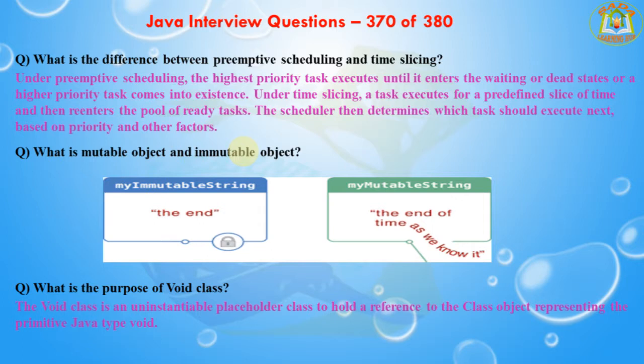The next question is, what is the purpose of the Void class? The Void class is an uninstantiable placeholder class to hold a reference to the Class object representing the primitive Java type void.